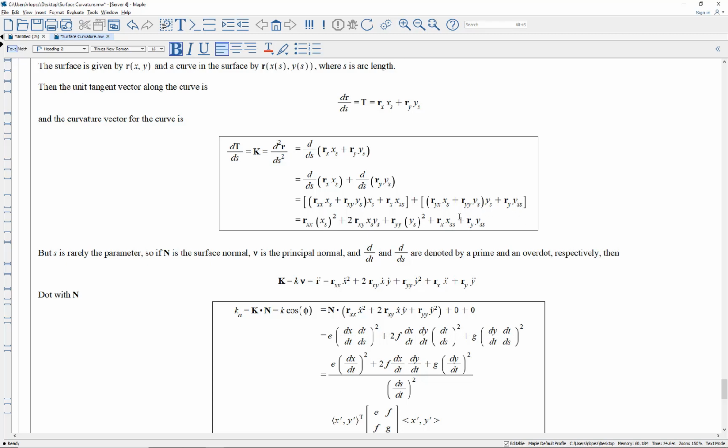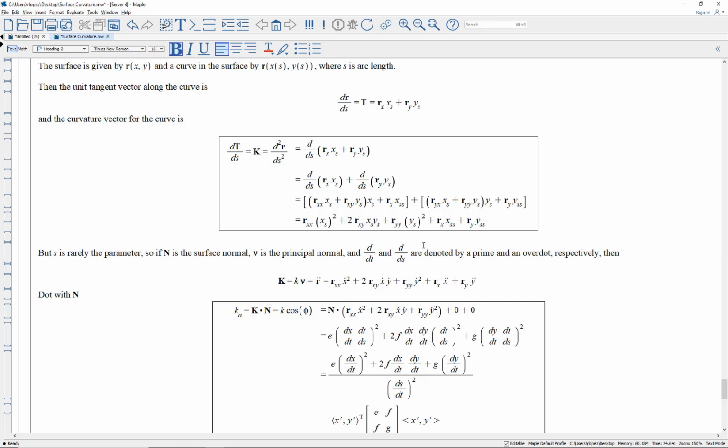So now let's rearrange this stuff. You have r_xx and x_s squared. You have r_yy and y_s squared. That's this term. Then you have two mixed terms, r_xy and r_yx. You have enough continuity here, so you treat them as the same. You have x_s, y_s. And then you have the two terms where r has only one derivative, but x and y have two derivatives. That's these two tail end terms.